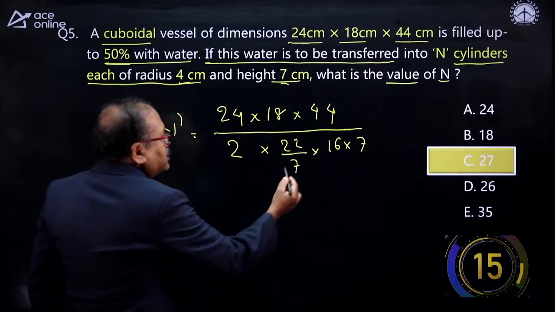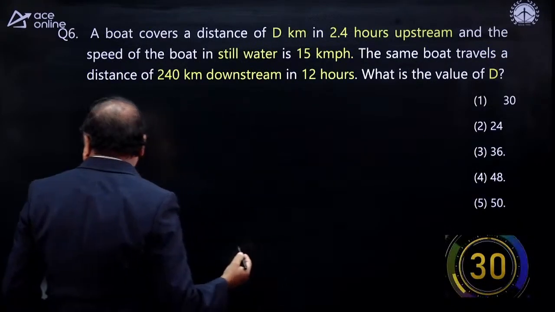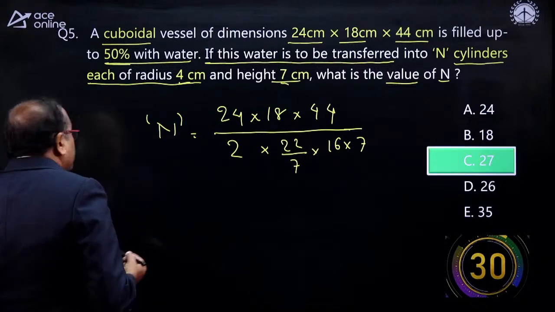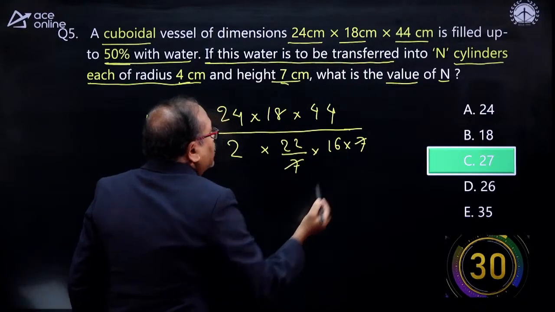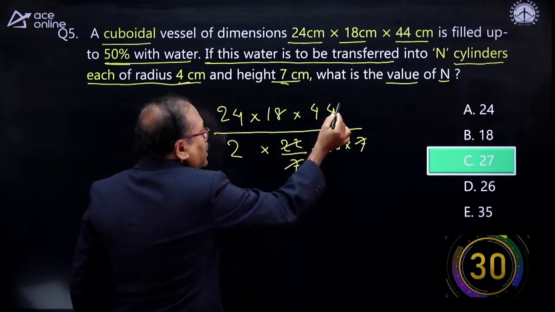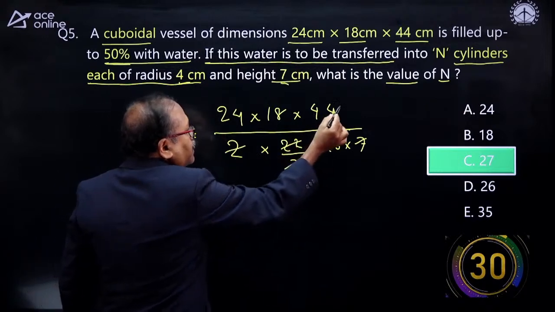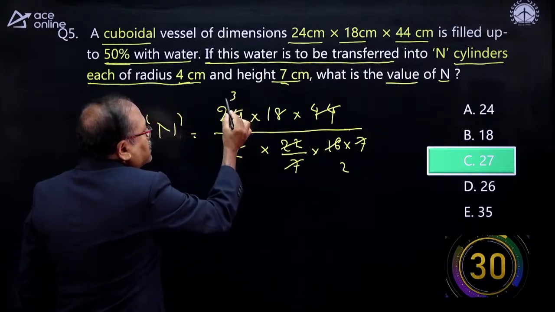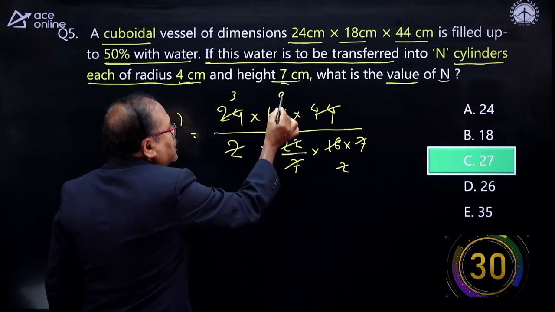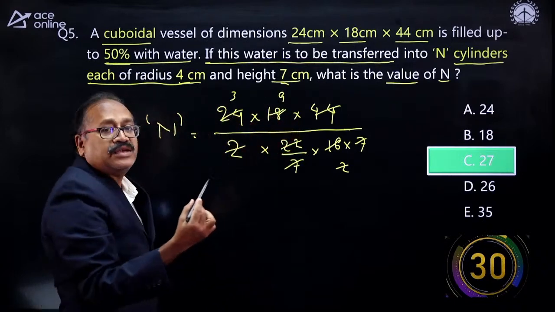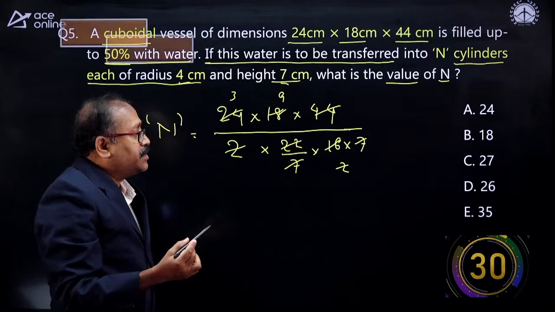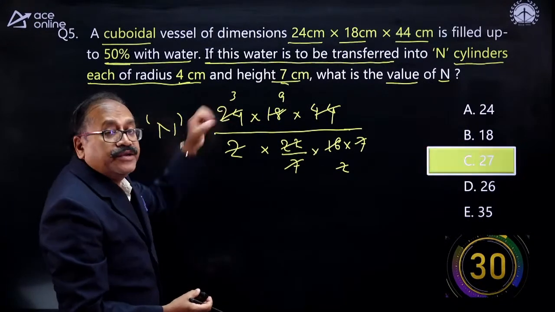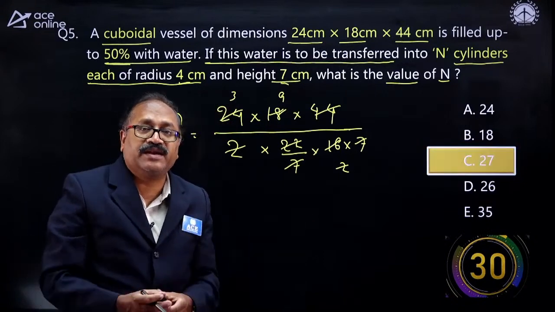So from here onwards, it's a simple cancellation. Look at this: this 7 and 7 get cancelled, and 22 and 2 is 44, this 44 gets cancelled. With 8 this gets cancelled 2 times, and this gets cancelled 3 times, and with 2 this gets cancelled 9 times, 9 into 3, 27. That means we need 27 cylinders to fill this water. Well done, my friends, well done.